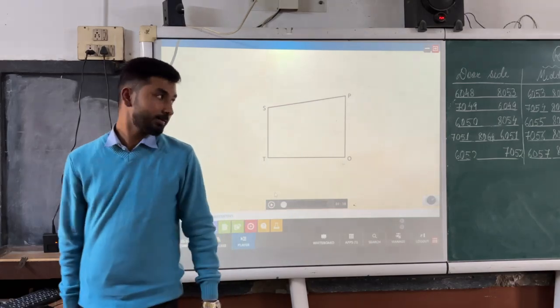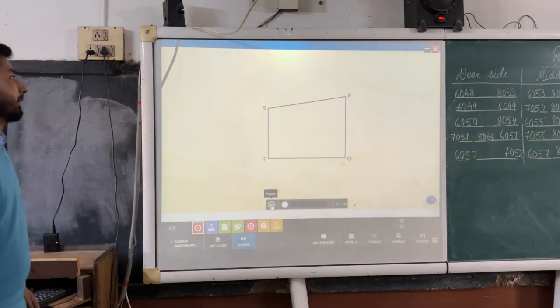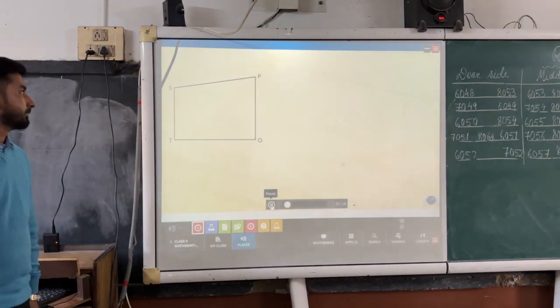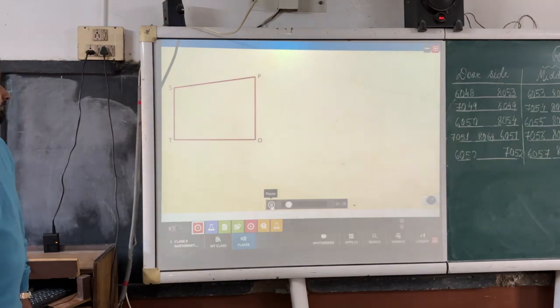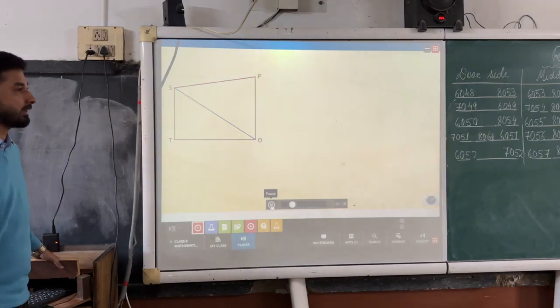This is a quadrilateral. Let us learn the angle sum property of a quadrilateral. Let us learn what the sum of angles of a quadrilateral is. In quadrilateral SPOT, the diagonal SO divides it into two triangles. Let us consider the diagonal SO.